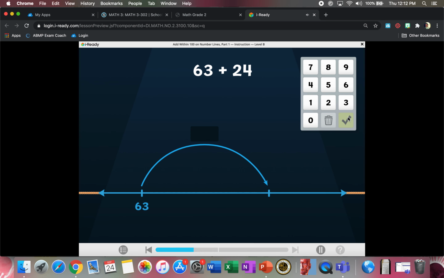First, make a jump to add the tens. Enter the number you are jumping.